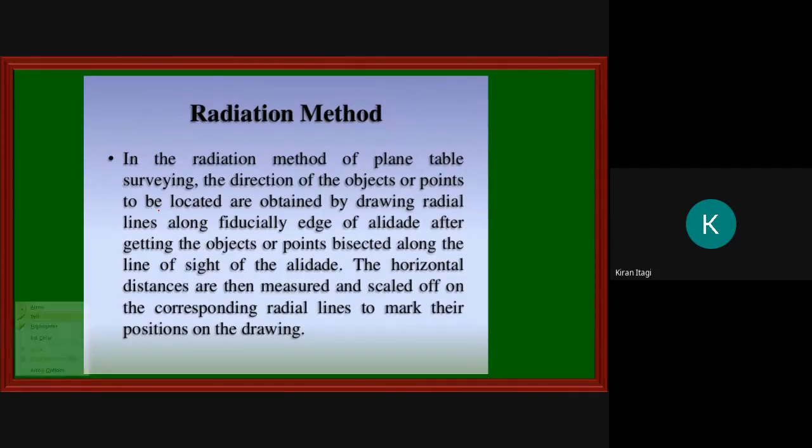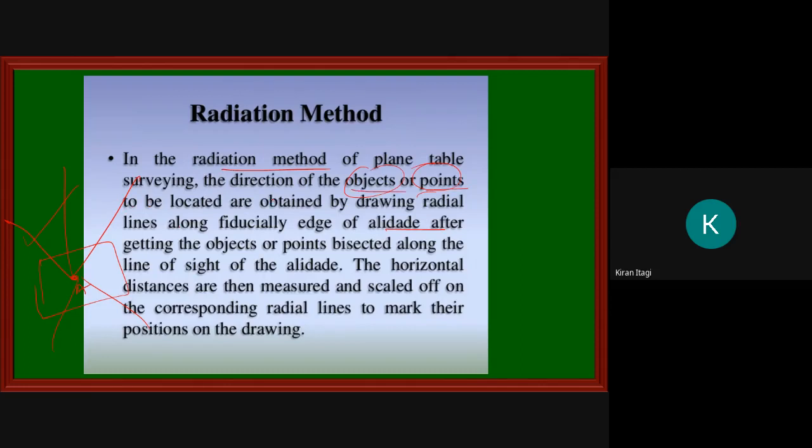So, the method of radiation. In the radiation method of plane tabling, the directions of the objects or points to be located are obtained by drawing radial lines along the fiducial edge of the alidade after getting the objects or points bisected along the line of sight. For example, this is your plane table, this is my station. According to you, you need to draw like this, in a radial base. We are setting this one.